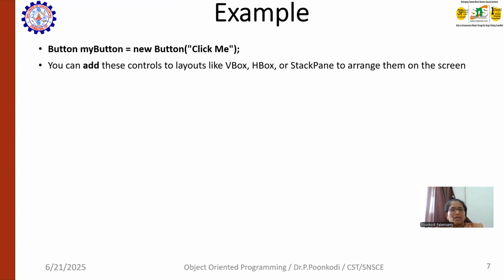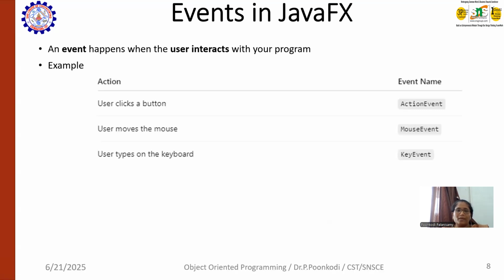Then the next one is the button. You can consider this example: myButton equals new Button, "Click me". What does it mean? If I want to perform any operations, then when I click on the button, what should happen? That control is written in a layout, like VBox, HBox, or StackPane. These are some of the layout panes used in JavaFX application development.